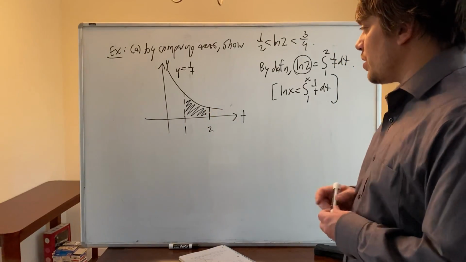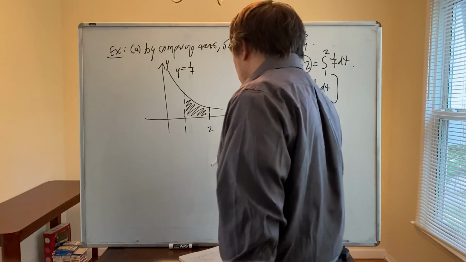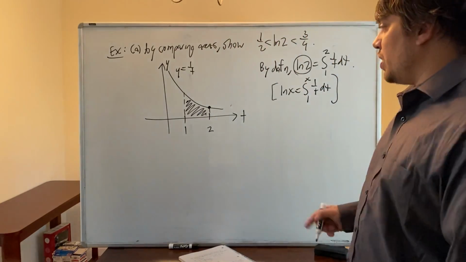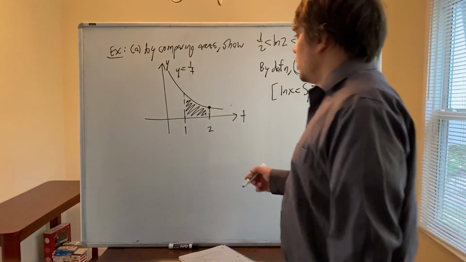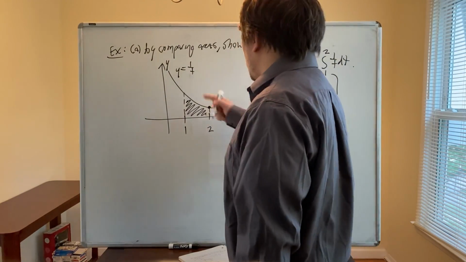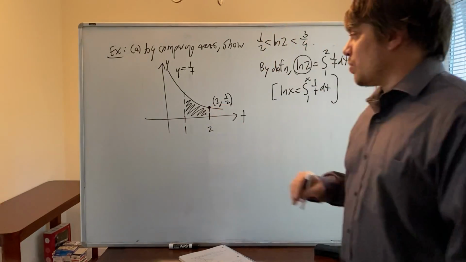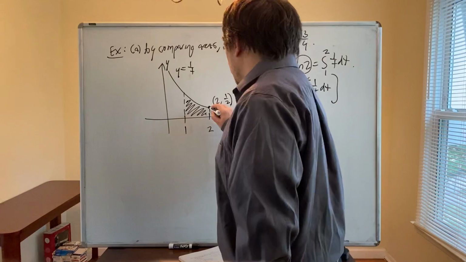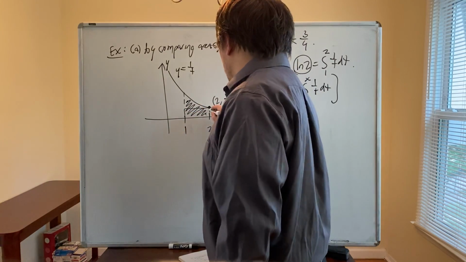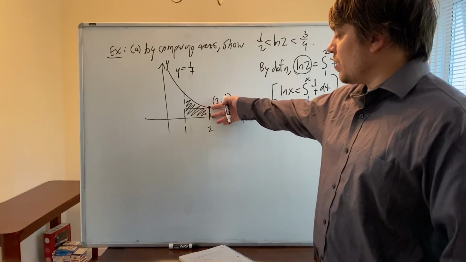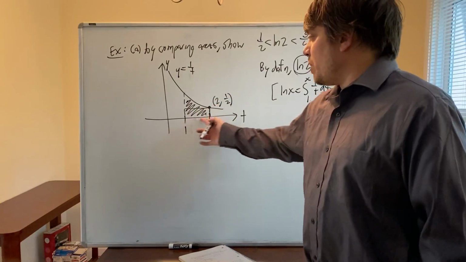Okay? So now let's look at that shaded region, and now let's look at this point here. The height of y equals 1 over t when t is 2. So this point is (2, 1/2). So the height there is 1/2. So now let's draw a rectangle. Let's draw a rectangle where the height of the rectangle is the height of this point on the curve here at t equals 2, and the base is that.